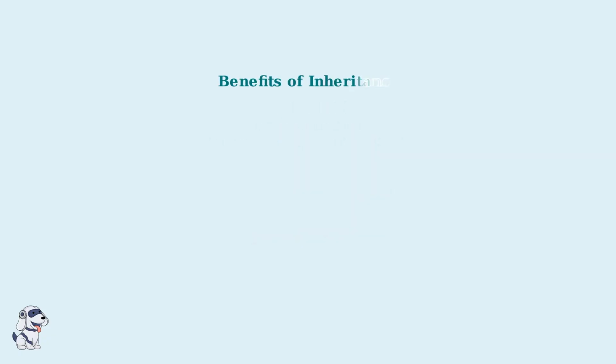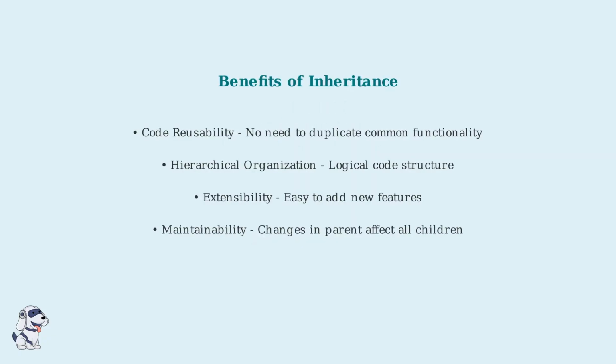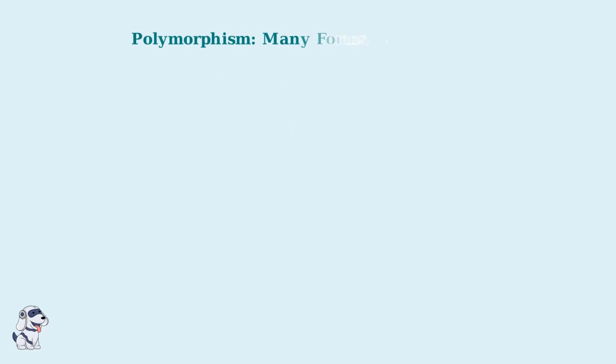The key benefits of inheritance are clear. Code reusability means we don't repeat common functionality. Hierarchical organization makes our code structure logical and maintainable. And extensibility allows us to easily add new features to existing classes. Inheritance is a powerful tool that makes your Dart code more efficient, organized, and maintainable. By understanding how to use extends and super, you can create robust class hierarchies that promote code reuse and clear relationships between your objects.